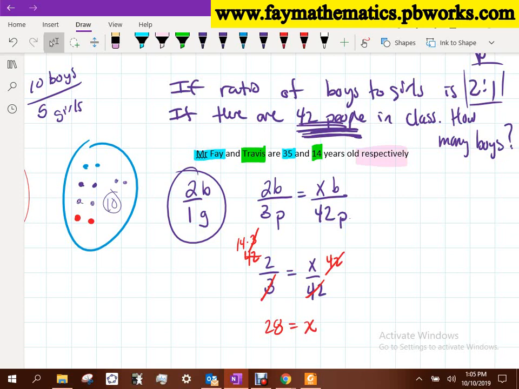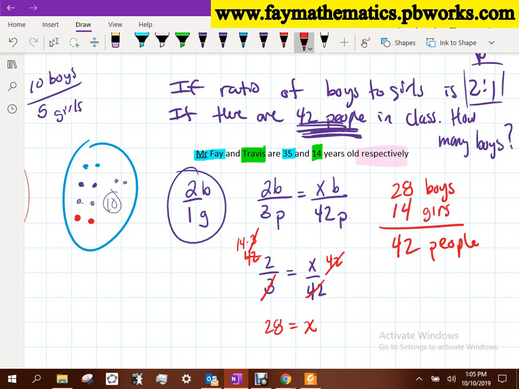So what did I solve for here? I solved for how many boys are out of this 42. I have 28 boys out of 42. How many girls would you have if you had 28 boys? How many girls would you have if you need 42 people? How many? Wouldn't you need 14 girls? Does that make sense? Now here's my question.